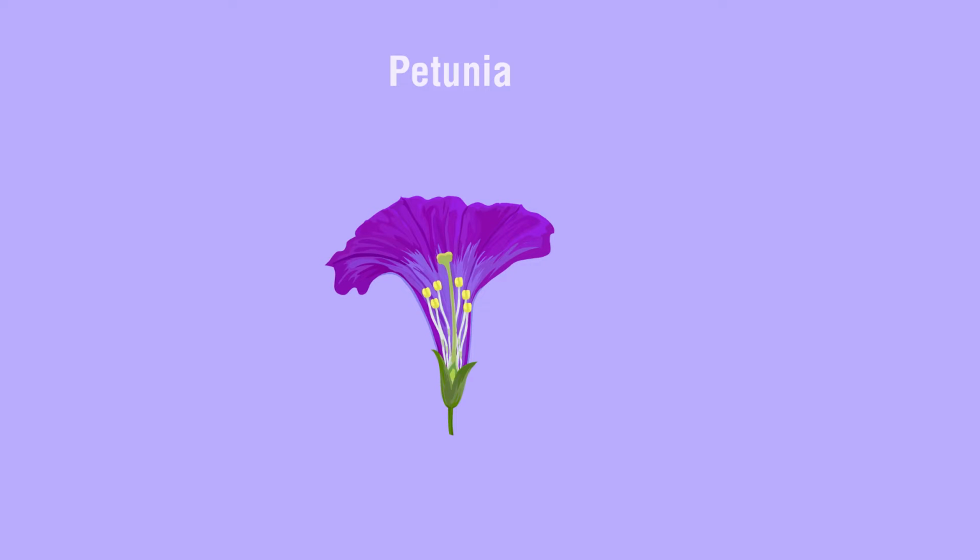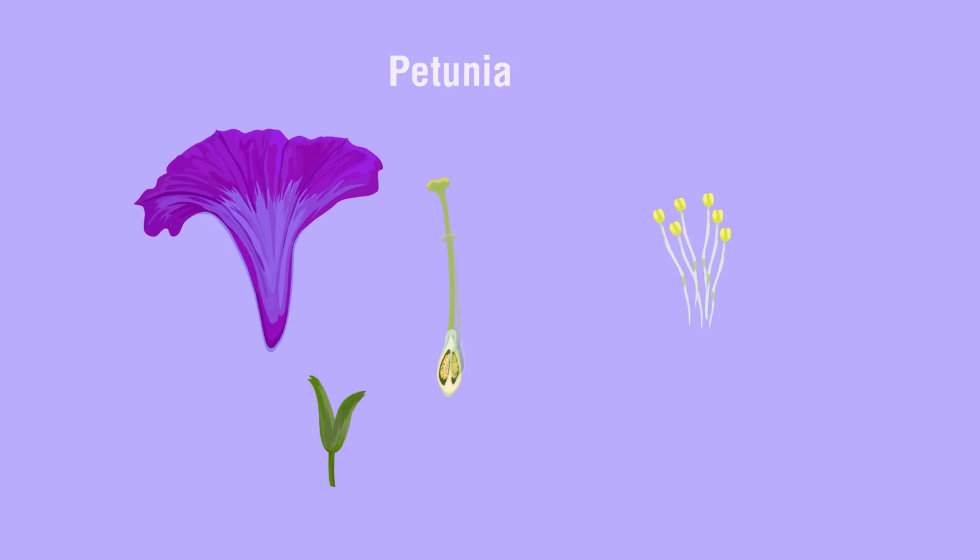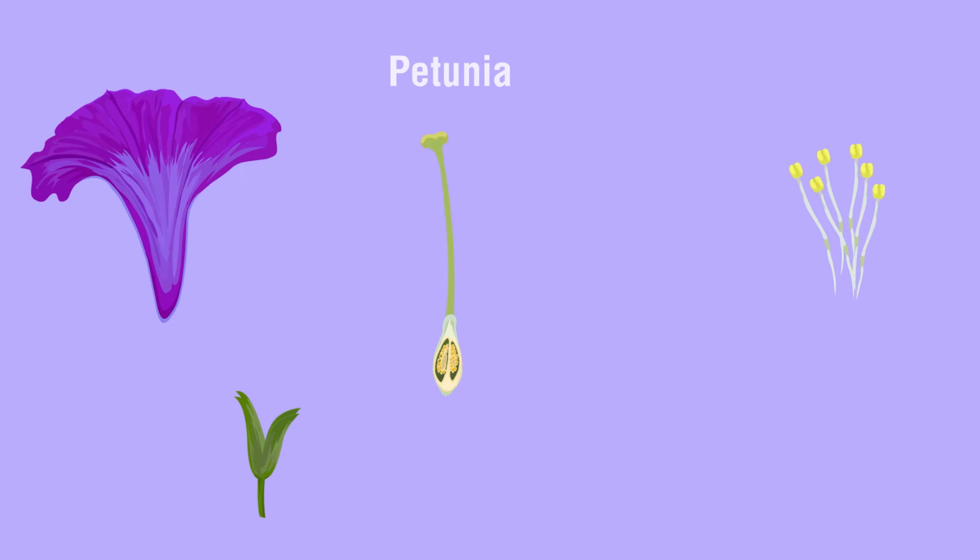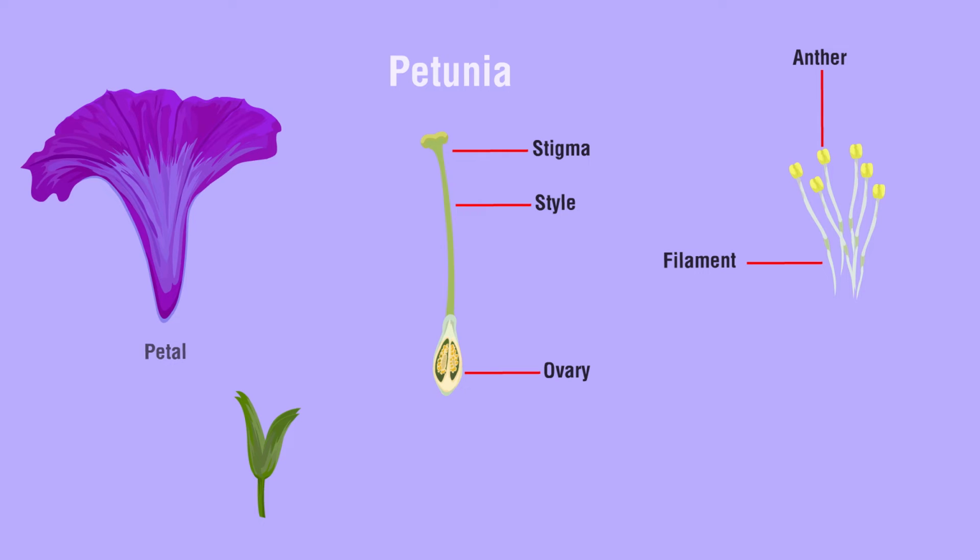Petunia. Let's observe the parts of a petunia flower. Flowers of petunia consist of female reproductive organs: stigma, style, and ovary. Male reproductive organs consist of filament and anther. It consists of 5 petals and sepals. Unisexual flowers. Let's see some examples of unisexual flowers.